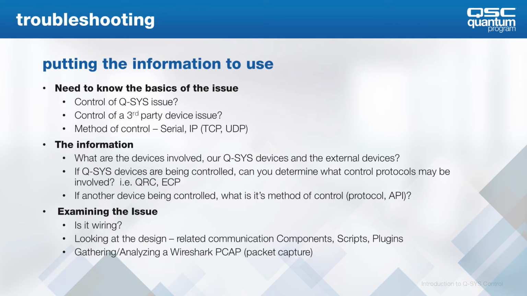Let's put some of this new knowledge to use, shall we? Start by asking yourself some basic questions. Does this issue involve the incoming control of Q-SYS, or is this outgoing control from Q-SYS to another device? Also, what is the method of control, such as GPIO, serial, or IP, as well as what devices are involved in the control system? It's also helpful to know which control protocols are being used to not only control Q-SYS, like QRC or ECP, but also the third-party device APIs. This information will be critical to troubleshoot a design.